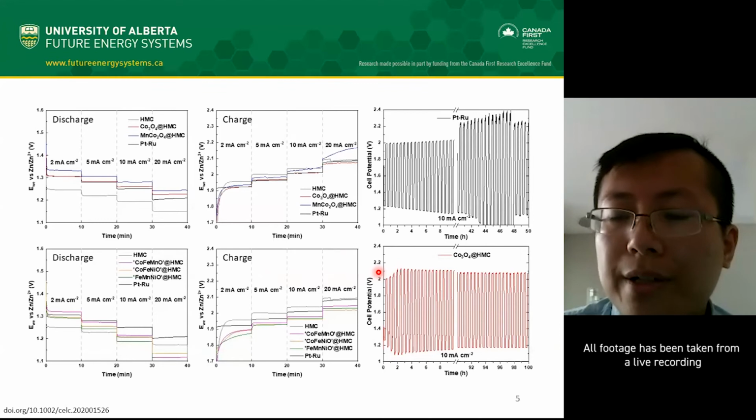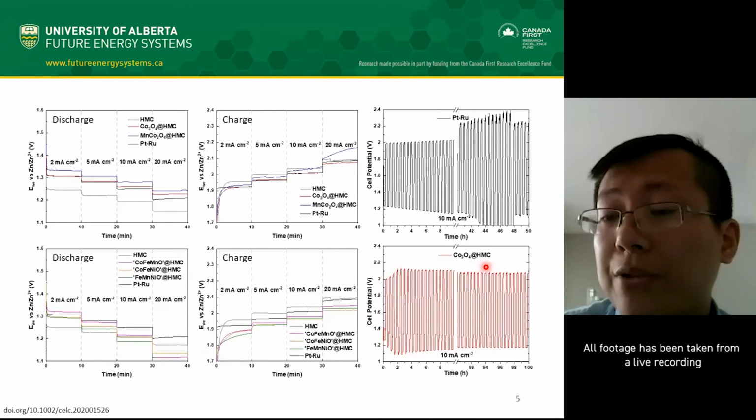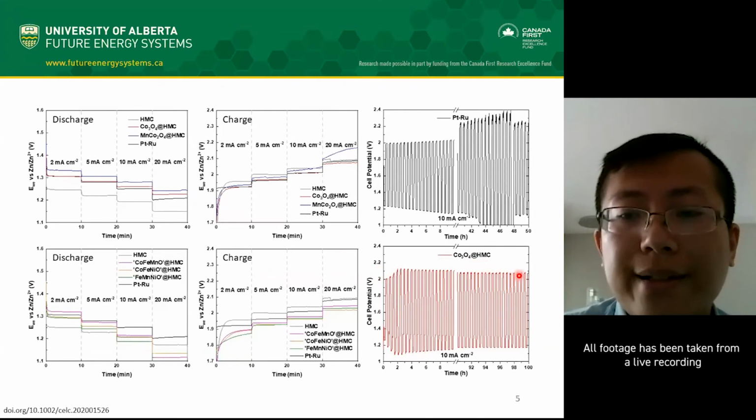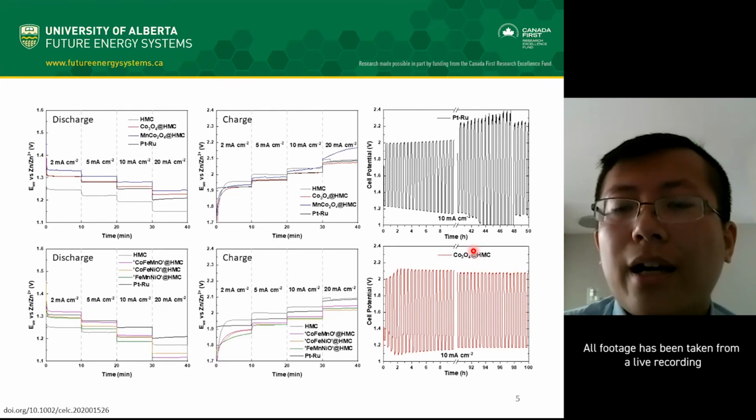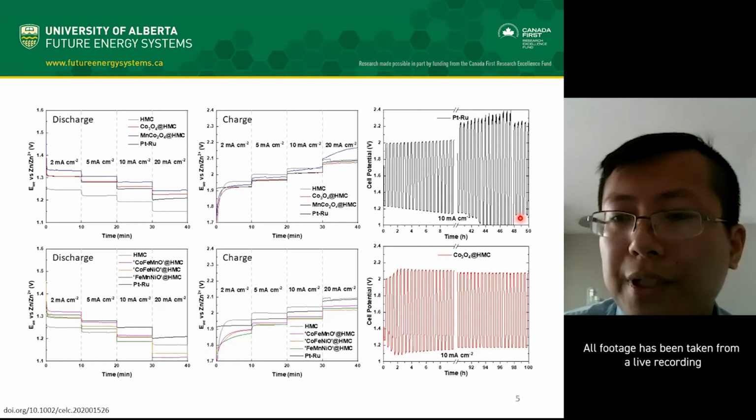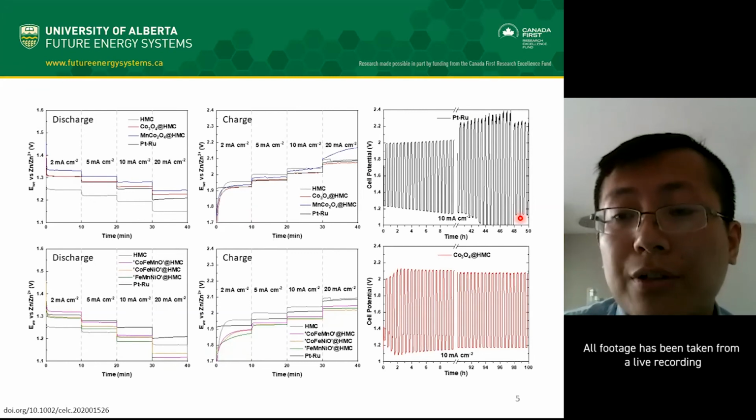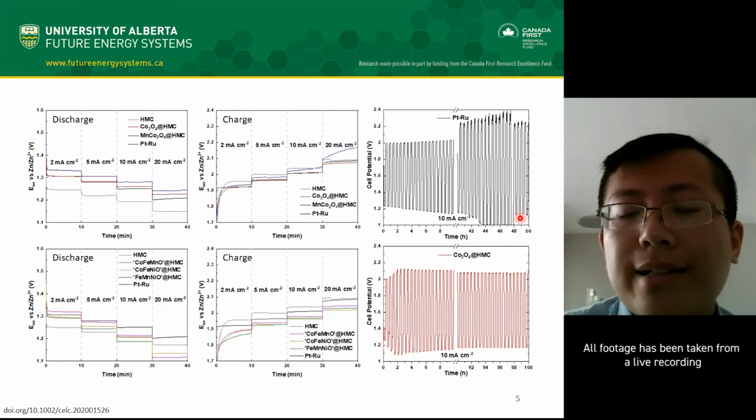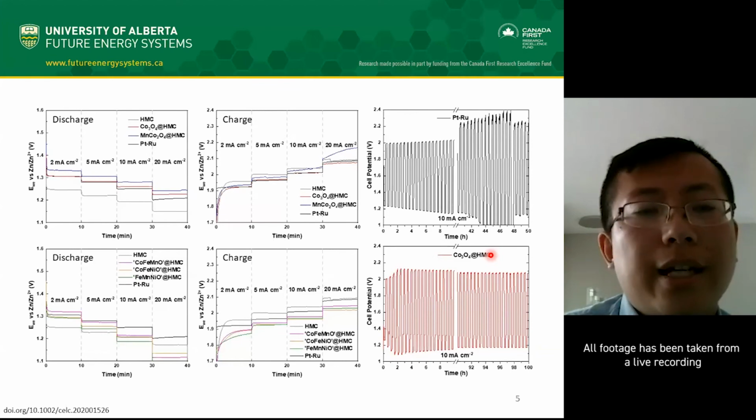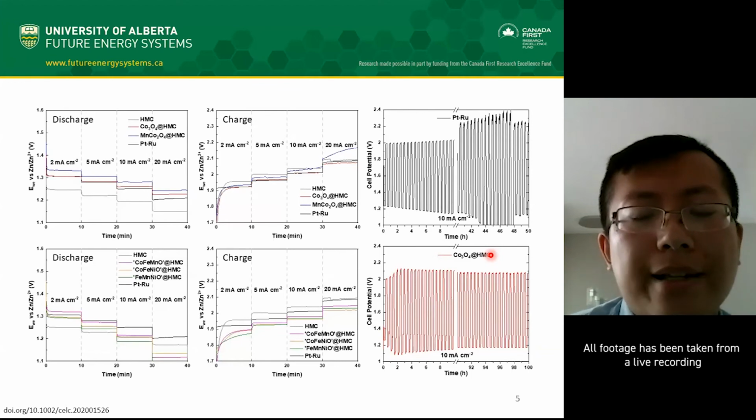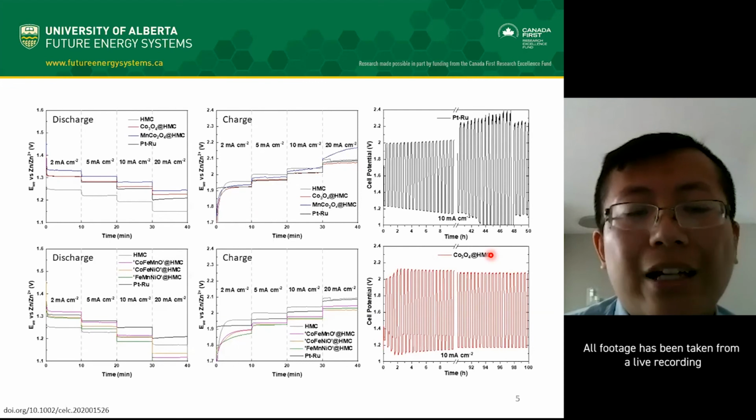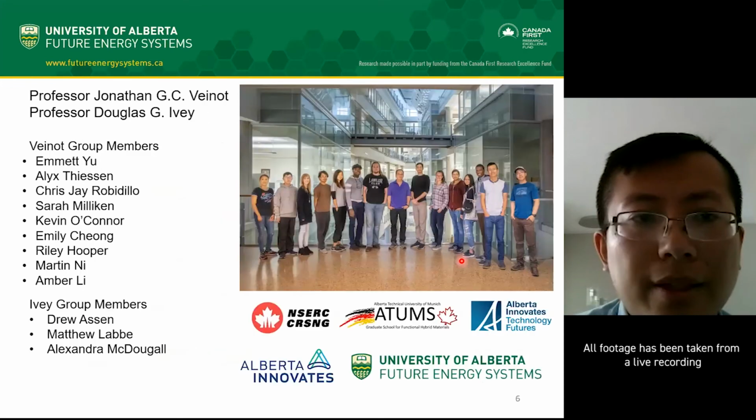Finally, we also evaluated the stability of the hybrid. After over 100 hours of cycling, the cobalt oxide decorated HMC maintained over 56% efficiency. In comparison, the platinum ruthenium benchmark only maintained about 50% of efficiency after just 50 hours of cycling. This is the indication of superior stability of the cobalt oxide decorated HMC. In conclusion, in this work, we have successfully synthesized efficient and cost-effective precious metal-free zinc-air battery catalysts.